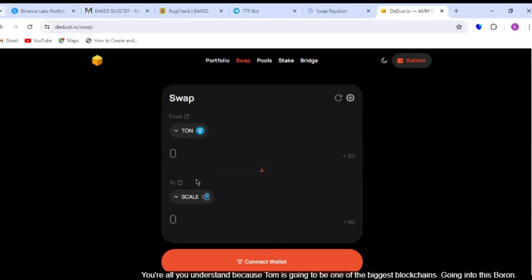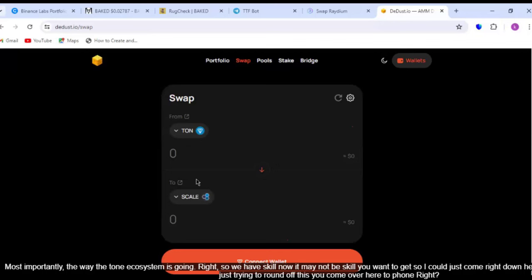Do you understand? Because Ton is going to be one of the biggest blockchains going into this bull run, most importantly, with the way the Ton ecosystem is going. Right? So we have scale. Now, it may not be scale you want to get.